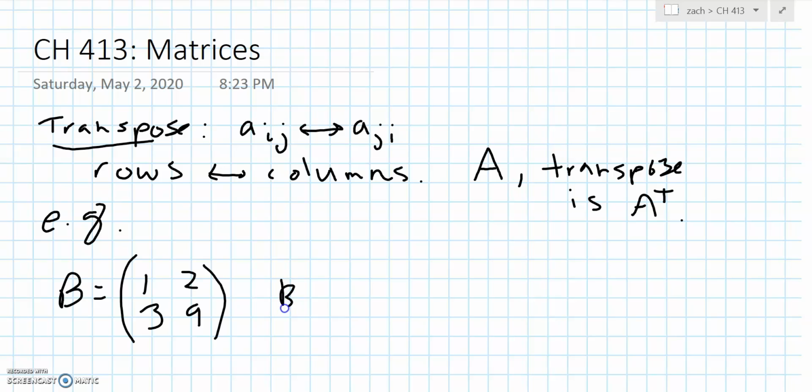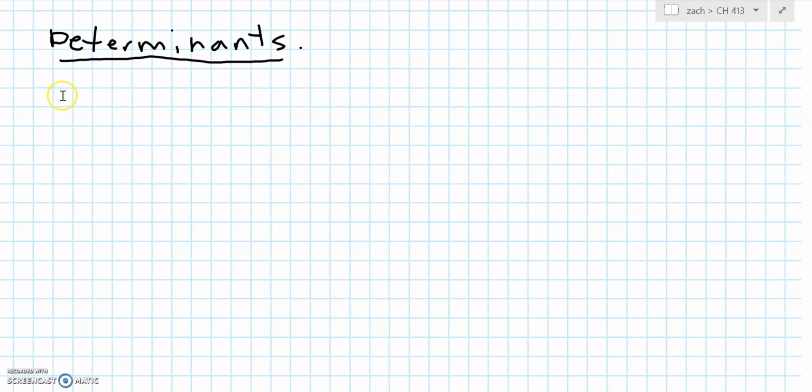So what's B transpose? If we interchange the rows and the columns, everything on the diagonal is going to stay the same, right? So that row that was originally 1, 2 is going to become the column 1, 2. And the row that was originally 3, 9 is going to become the column 3, 9. So that's what taking the transpose of that matrix looks like.